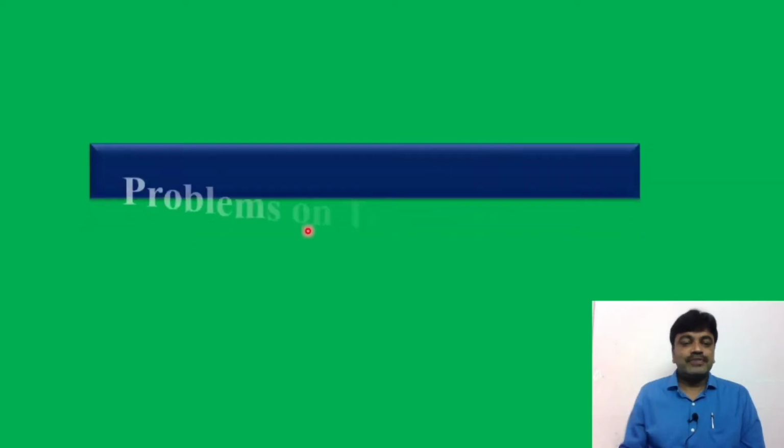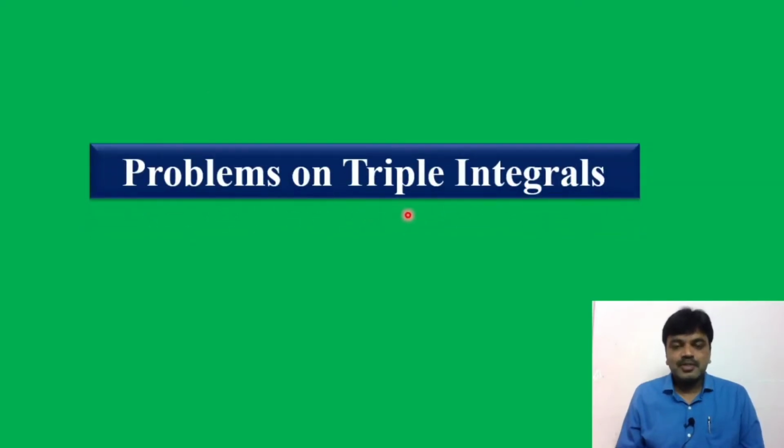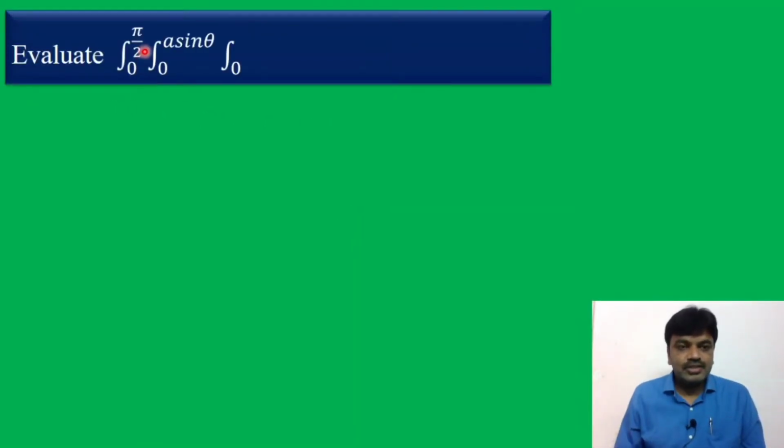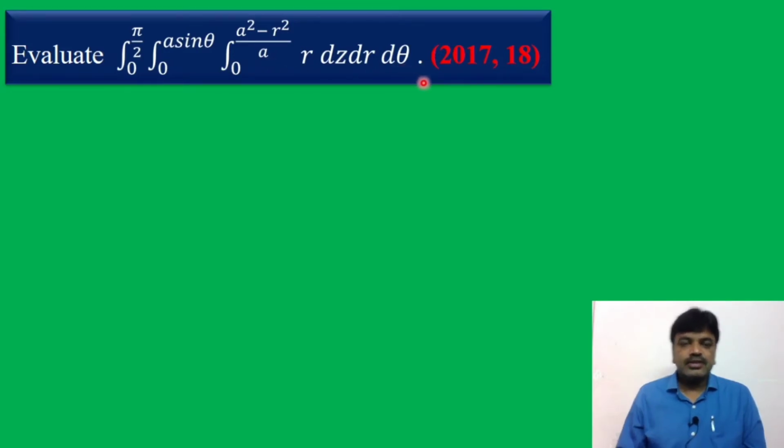Today we discuss problems on triple integrals. Let us see the problem. Evaluate the integral from 0 to pi by 2, integral from 0 to a sin theta, integral from 0 to (a square minus r square) upon a, r dz dr d theta. Okay, let us see the solution, friends. This one is very important because it is a previous year question, friends. So, solution.